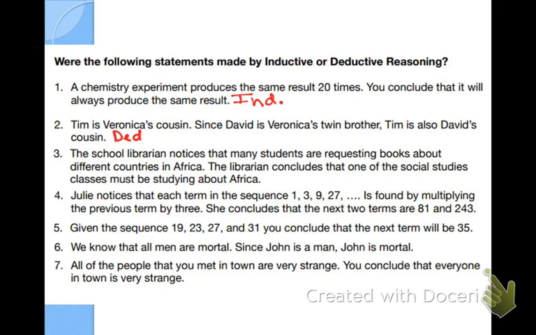Number 3, the school librarian notices that many students are requesting books about different countries in Africa. The librarian concludes that one of the social study classes must be studying about Africa. Inductive, because she's looking at a pattern. She does not know the facts. She thinks this, but really, there could be one of them has a long-lost brother from Timbuktu, and you just want to learn about it.